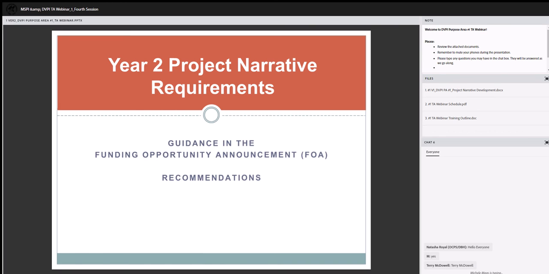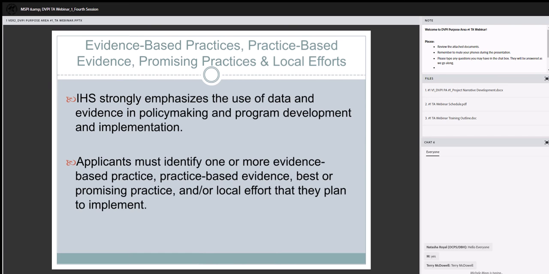Year 2 project narrative requirements. IHS strongly emphasizes the use of data and evidence in policymaking and program development and implementation. So applicants must identify one or more evidence-based practice, practice-based evidence, best or promising practice, and/or local effort that they can plan to implement.